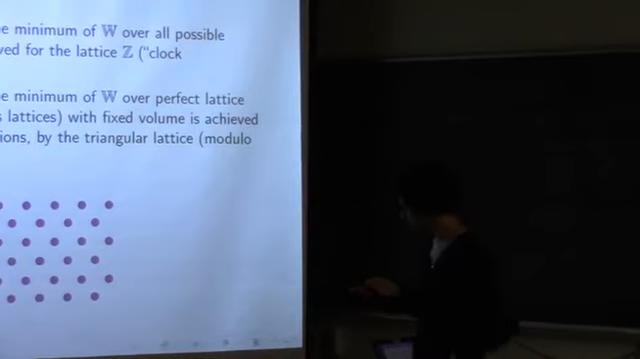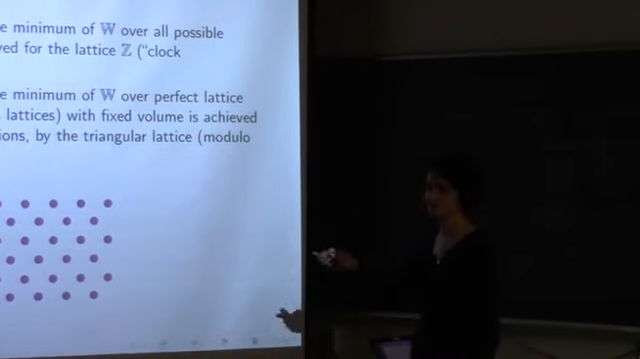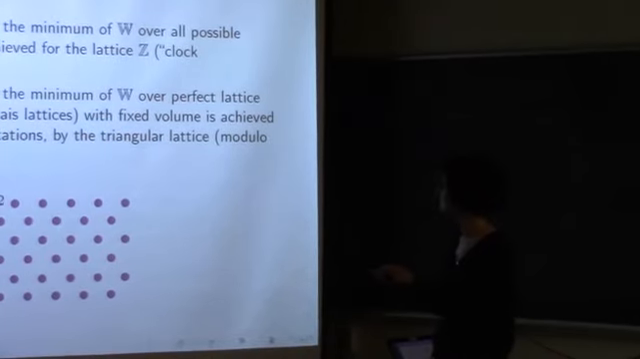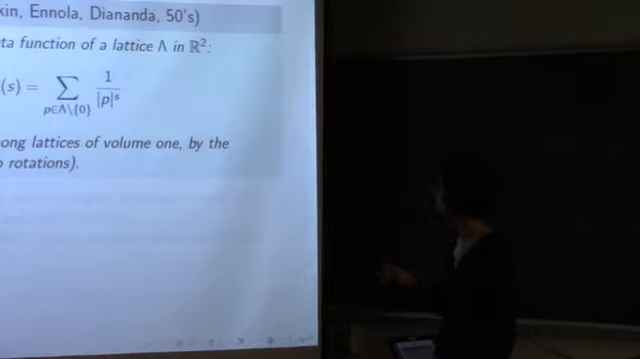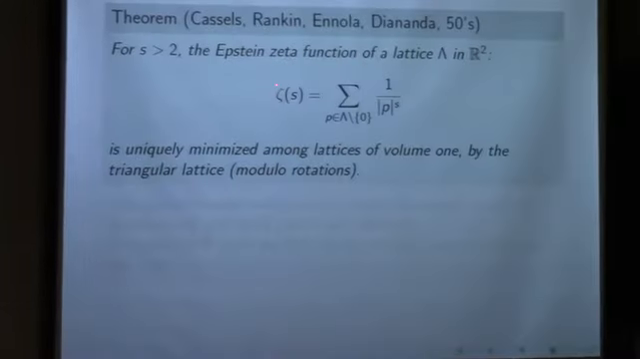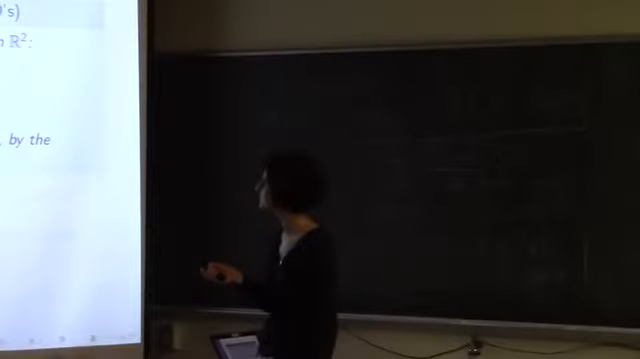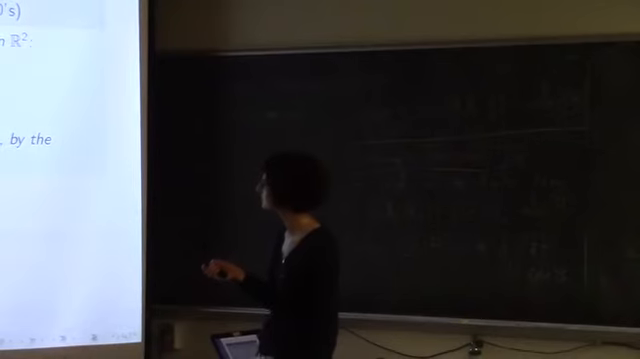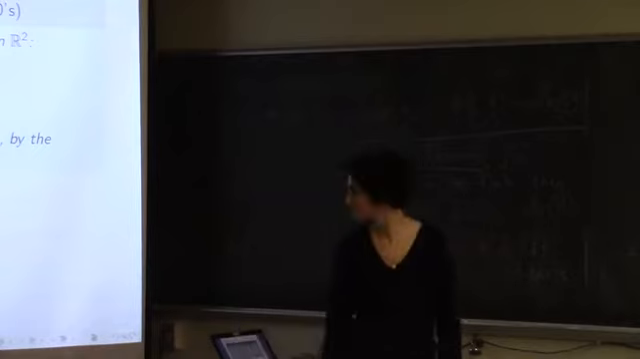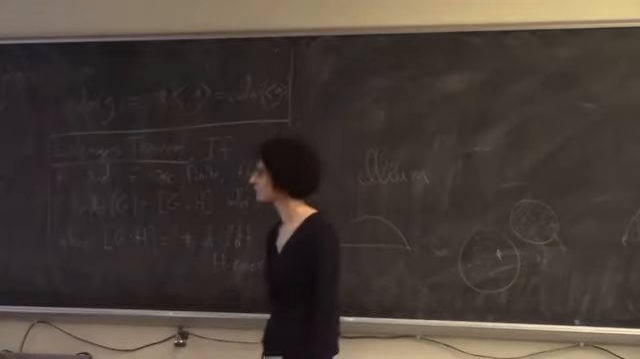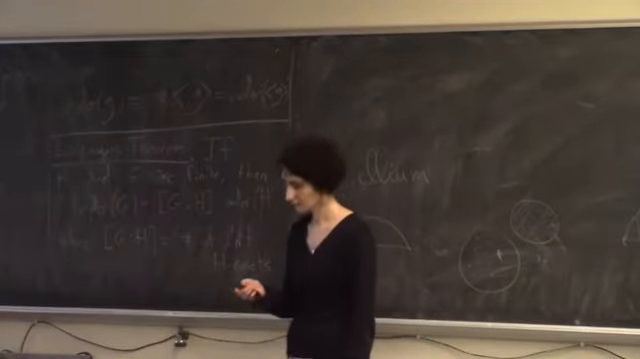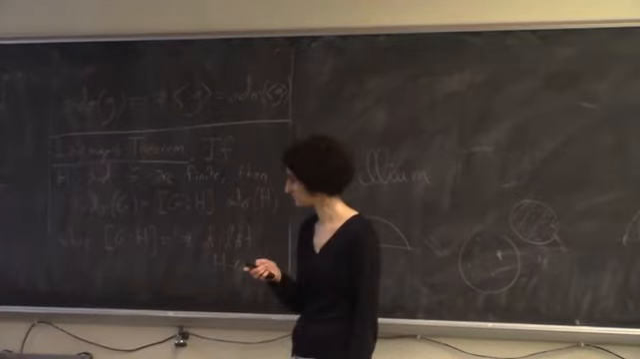So this is what is known. The fact that it's a minimizer among lattices is actually a result from number theory from the 50s. Look at this. You look at the Epstein zeta function of a lattice, which is formed this way. And it's known that this is minimized by the triangular lattice. This is only known in 2D.